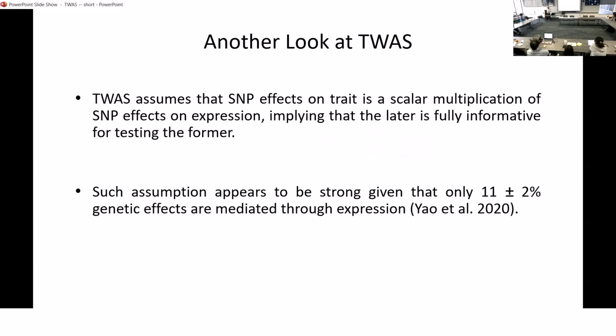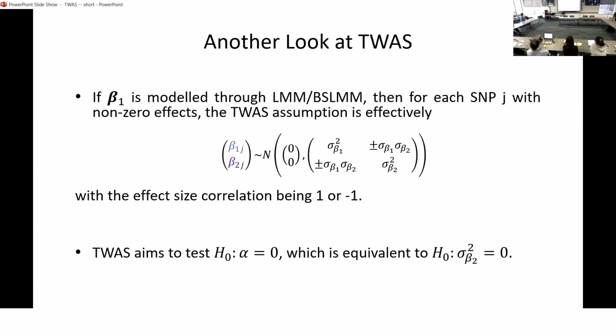So once you realize this, then you realize that the TWAS makes this huge assumption. It says that the SNP effects on the trait is scalar multiplication of SNP effects on gene expression, meaning that the latter is fully informative for testing the former. And this assumption appears to be very strong because in real data analysis, people found that only 11% of genetic effects are really mediated through gene expression, not 100%. While TWAS is making the assumption that 100% of SNP effects are mediated through gene expression. So that concerns us. So we decide to consider whether we can really generalize this.